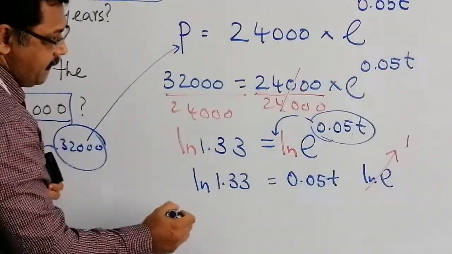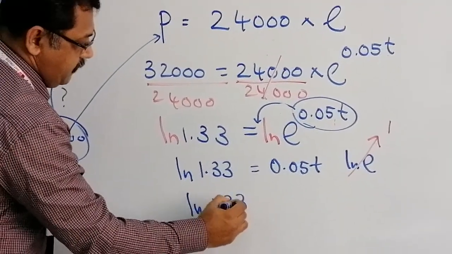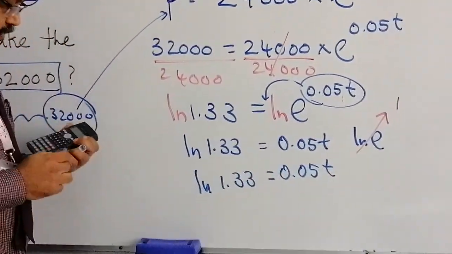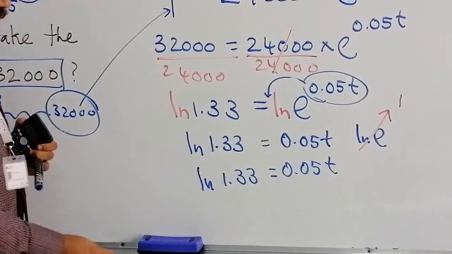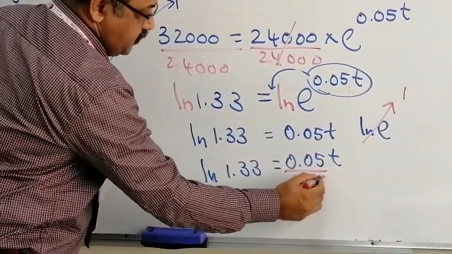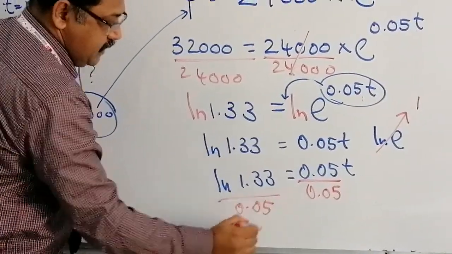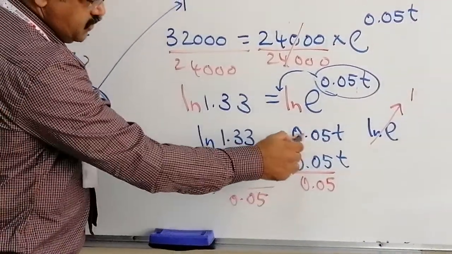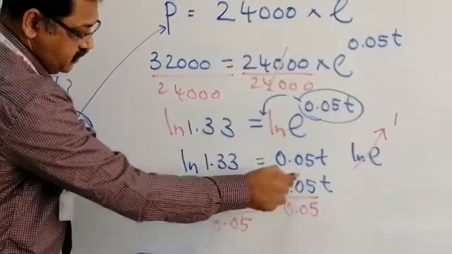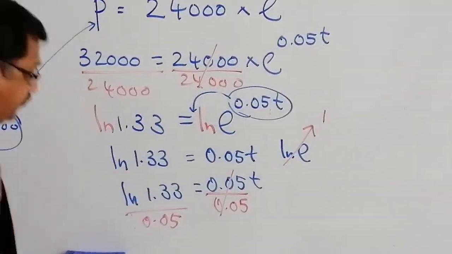So we reach ln 1.33 equal to 0.05 t. Now finally we need to find out t by dividing with 0.05 on either side. We want to remove this 0.05 by dividing by 0.05 on either side. So this will be cancelled. And we reach the answer.